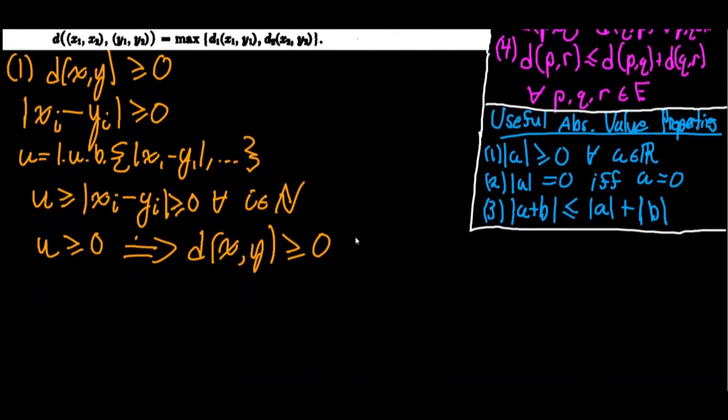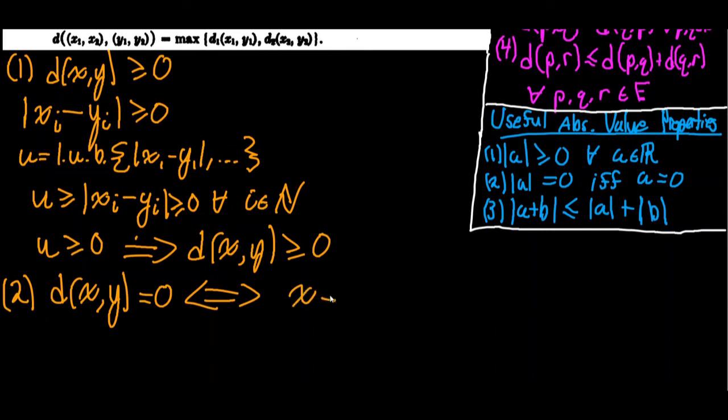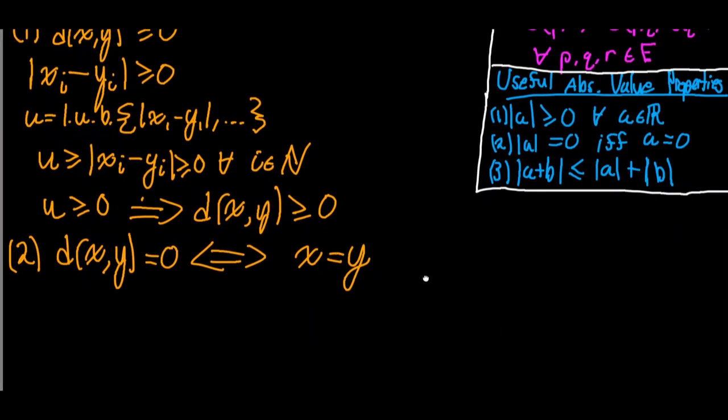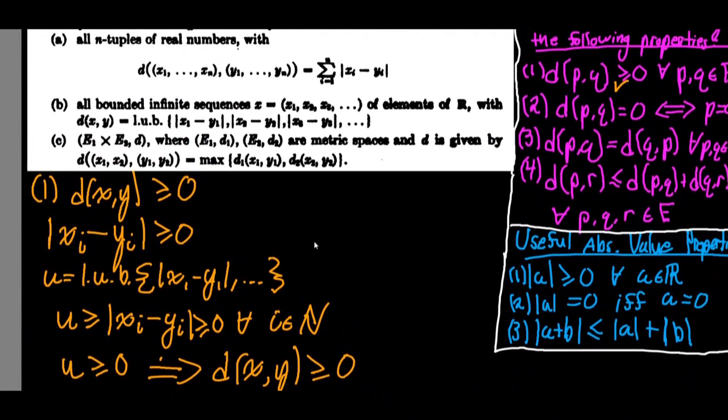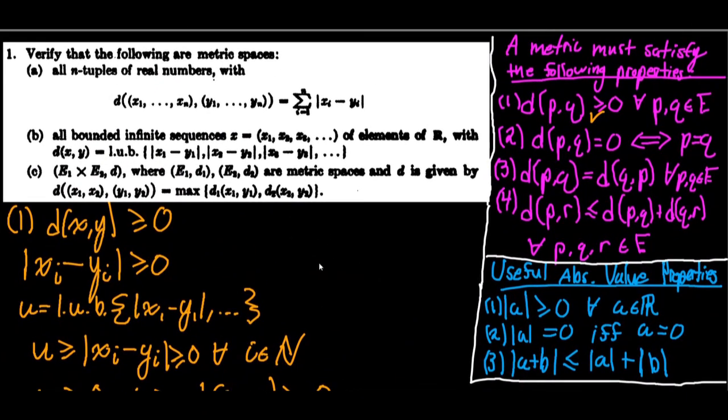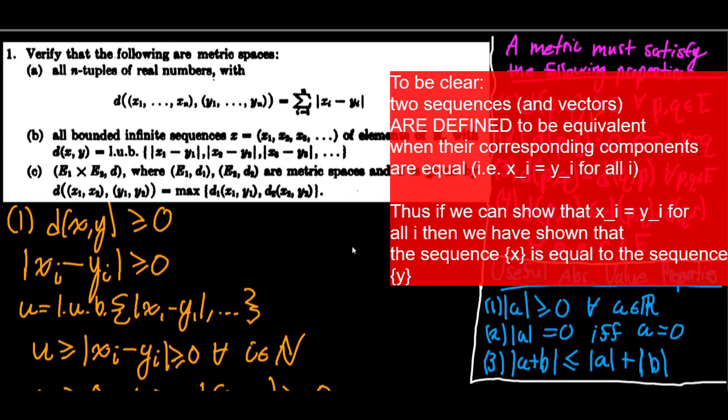Okay, so let's go on to property 2 here. We need to prove that the distance between x and y is equal to 0 if and only if x is equal to y. And in order for two sequences to be equal, that means that each corresponding element in the sequence, just like vectors, just like how we talked about before, if two vectors are equal, then each corresponding element in the vector has to be equal to each other. So it's the same way we define equality of sequences, where if x is equal to y, then x1 is equal to y1, x2 is equal to y2, and so on.